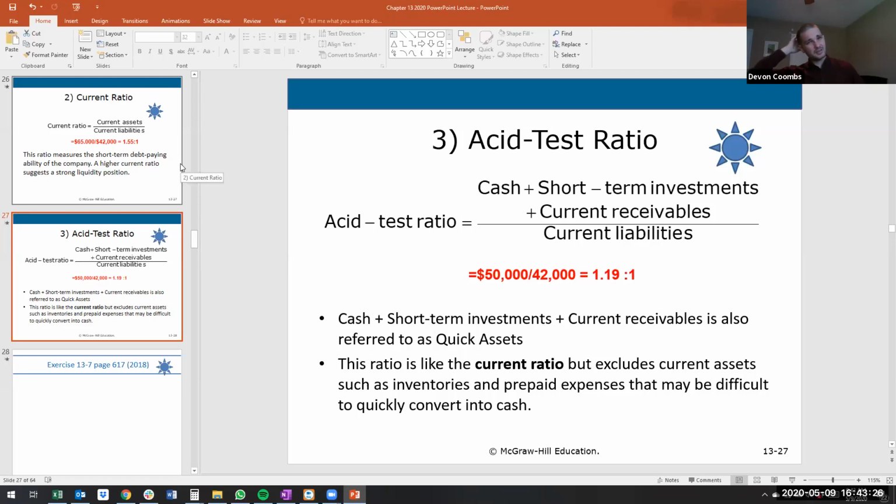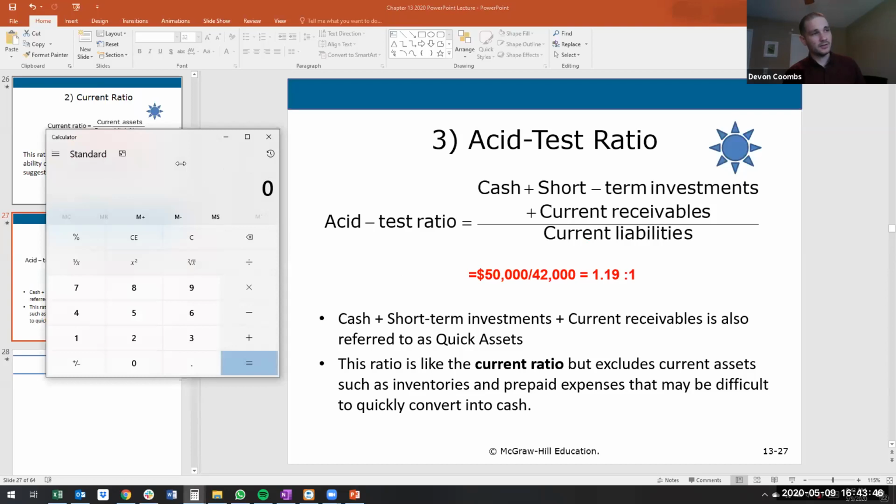A lot of companies say, well, let's say the coronavirus is a great example right now, where people just don't want to go buy your inventory. It doesn't matter that you have $1 million in inventory. If no one's going to buy it and you can't sell it, are you going to be able to convert it into cash? And so financial analysts came up with the acid test ratio, which is anything that can be convertible into cash very quickly and is almost certain, and we use that to determine our liquidity. So what we're going to use for the acid test ratio is just cash, short-term investments, and current receivables.